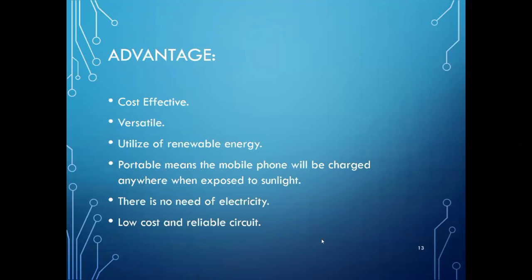Utilization of renewable energy. Nowadays, renewable energy is a pure and clean energy source. Solar energy is the most suitable, powerful and environment friendly source of energy over non-renewable energy. Next, portable. Portable means the mobile phone can be charged anywhere when exposed to sunlight. As it works on sunlight, there is no need of electricity. Low cost and reliable circuit. The circuit is not so complicated, so it is not costly and it can be repaired quickly.